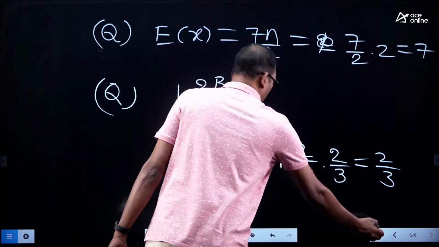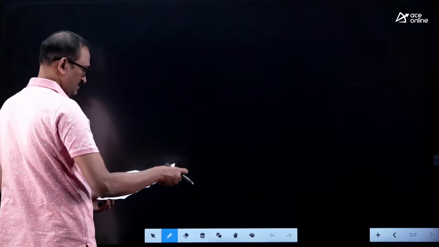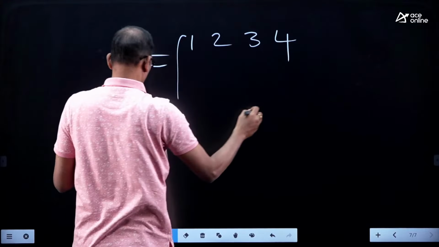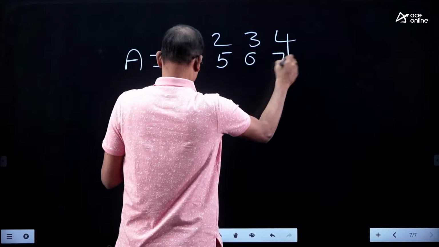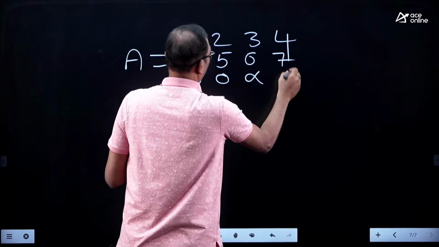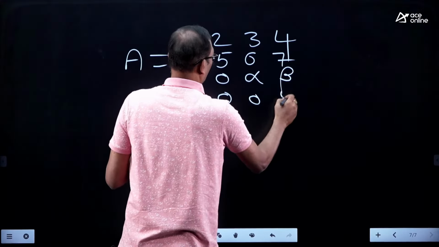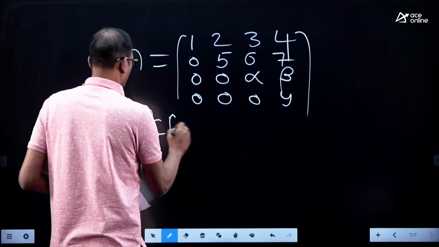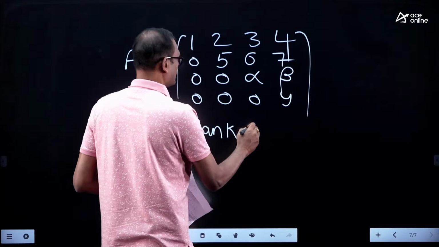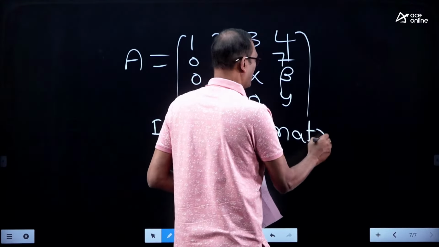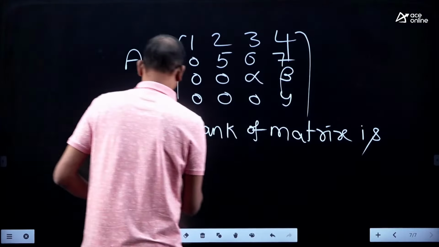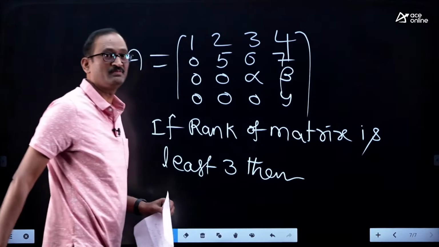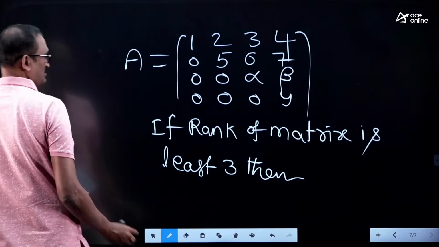And one more linear algebra question was given, this is the last question. The question is: A equals the matrix with rows 1, 2, 3, 4; 0, 5, 6, 7; 0, 0, alpha, beta; 0, 0, 0, y. If the rank of the matrix is at least 3, then what are the possible values of alpha, beta and y? So these are the options.